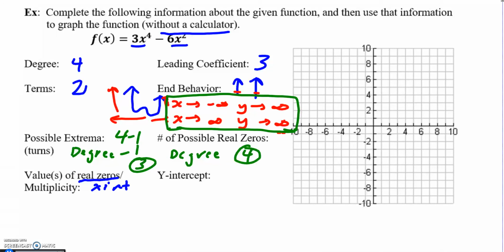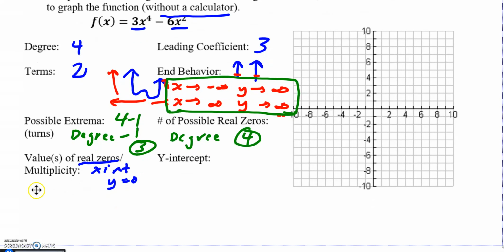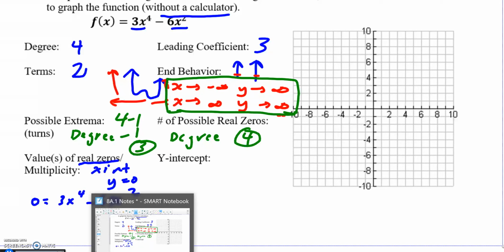To do that, remember, if you find an x-intercept, that really means that y equals 0. So I would take my original function and replace f of x with 0, as something we've practiced, and set that equal to 3x to the fourth minus 6x squared. And then my usual gut instinct is to factor.